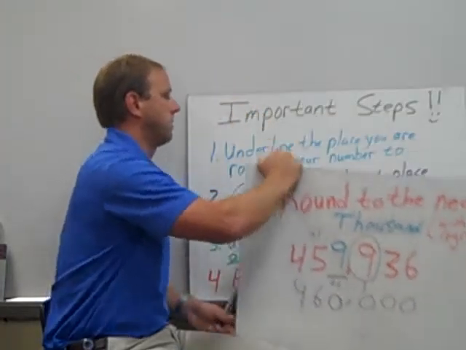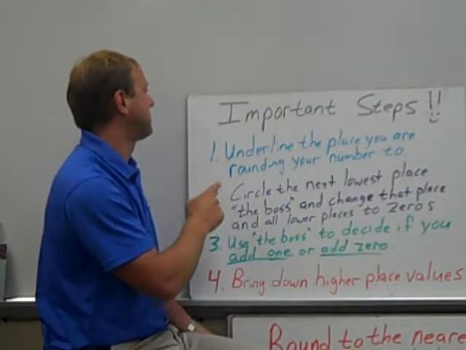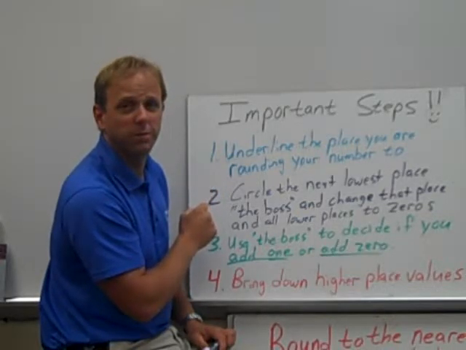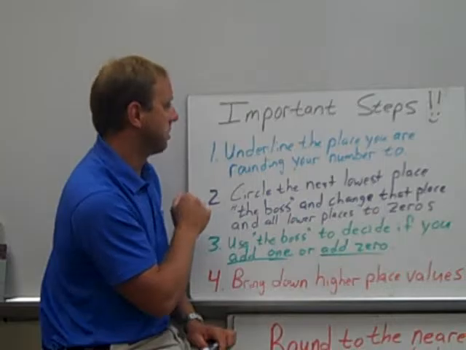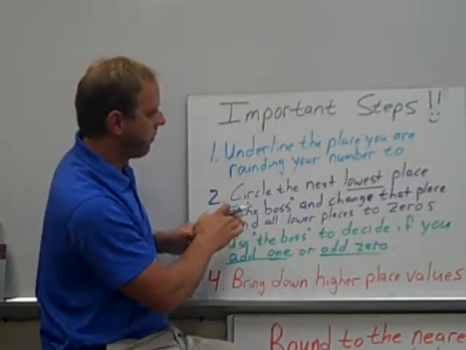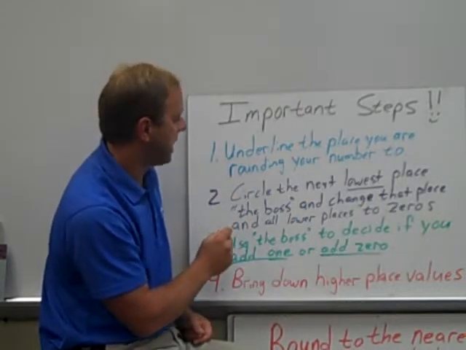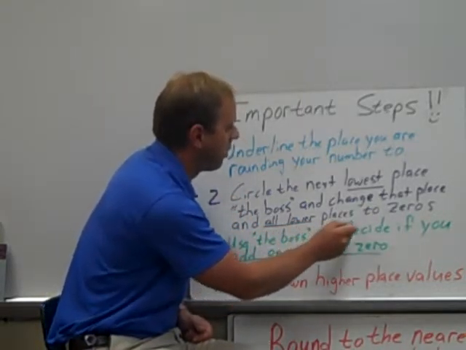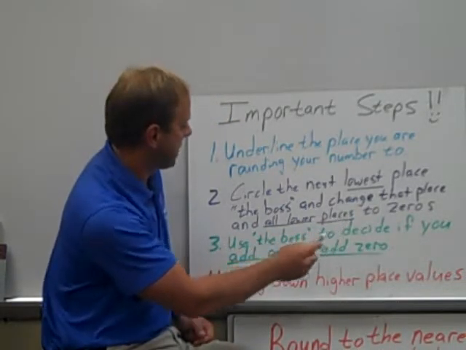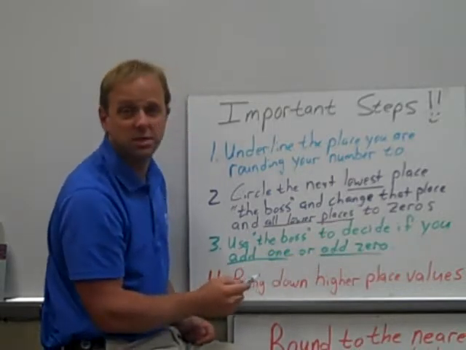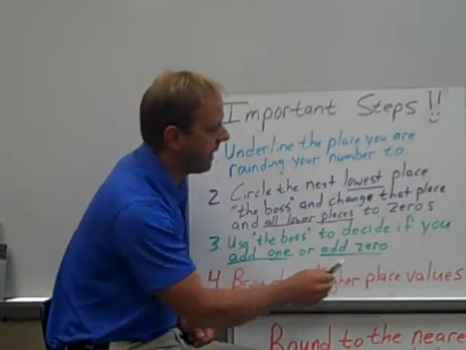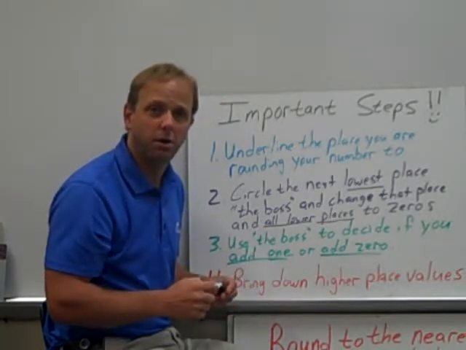Now, we're going to go back through the key steps. Underline the place you are rounding your number to. So pick that place. Circle the next keyword here. Next lowest place. That was what we called the boss. Change that place and all lower places to zeros. Use the boss to decide if you add 1 or add 0. Remember, create that habit. And then lastly, bring down all the higher place values without changing them at all.